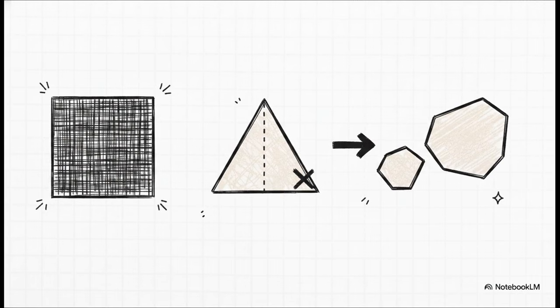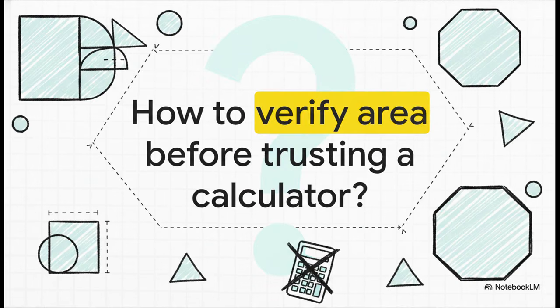And third, similar polygons scale their linear lengths by a factor of k, and their areas by a factor of k squared. So I'll leave you with this final thought. How would you verify the area of an unfamiliar composite polygon before trusting a calculator result?